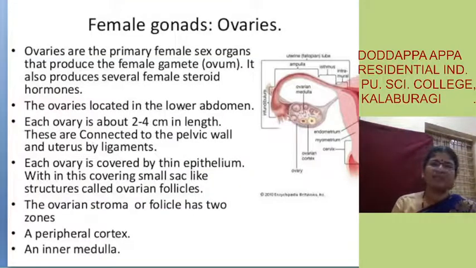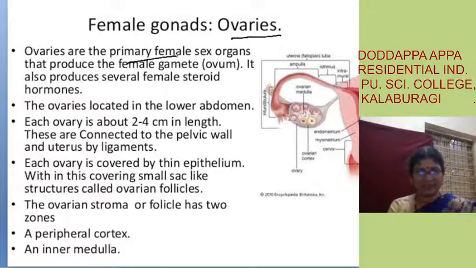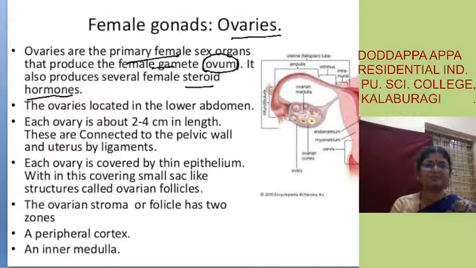So the female gonads are the ovaries. What are the female gonads called? They are called the ovaries. A female has a pair of ovaries. The ovaries are the primary sex organs, which produce the female gamete, called the ovum, or simply the egg. This primary sex organ also produces the female sex hormones, which are steroidal in nature. That is, it will produce steroidal hormones.